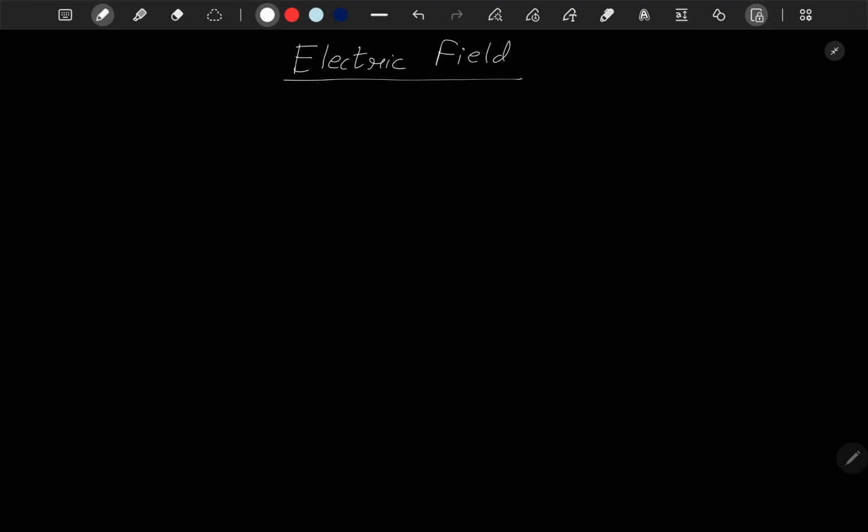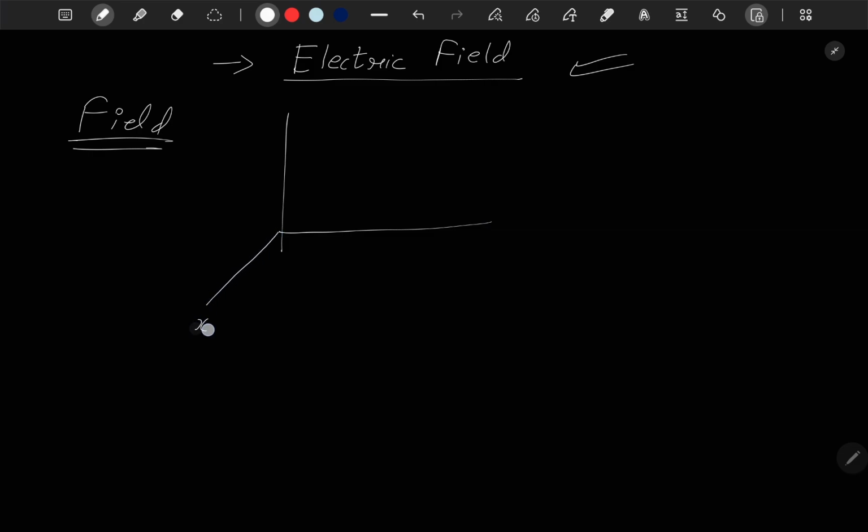So in this video we will talk about what is electric field. Before going into electric field, let's first understand what is a field in general. Now field in mathematics or physics is just, suppose you have a three-dimensional space. Okay, this is your x-axis, this is your y-axis, this is your z-axis.